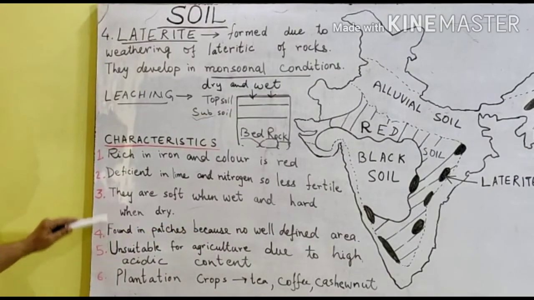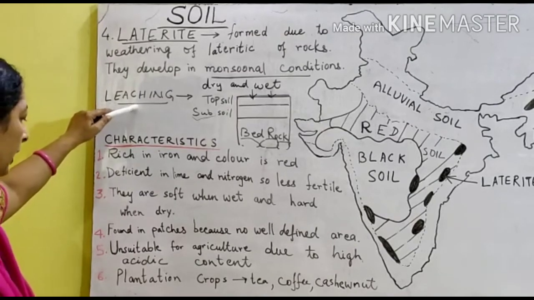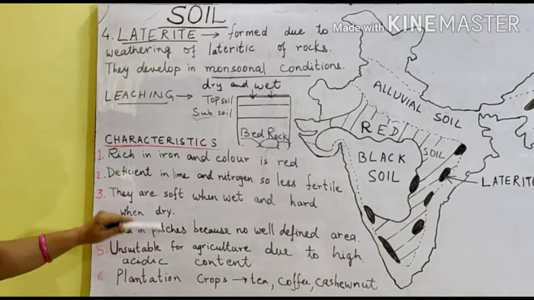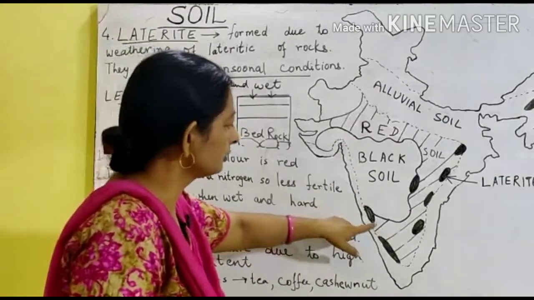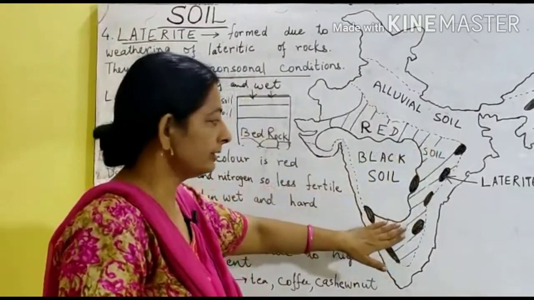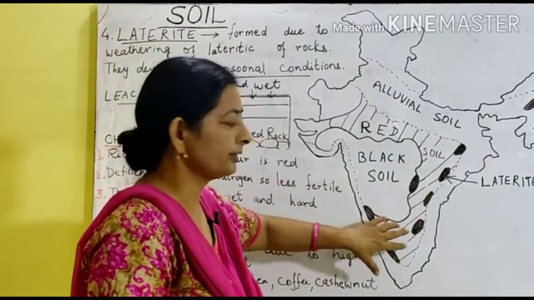Now, I told you that because of this leaching process which goes on, they are unsuitable for agriculture due to high acidic content. We have also seen that in these areas, especially the region of red soil, you will see that the lateritic soils are present in patches.